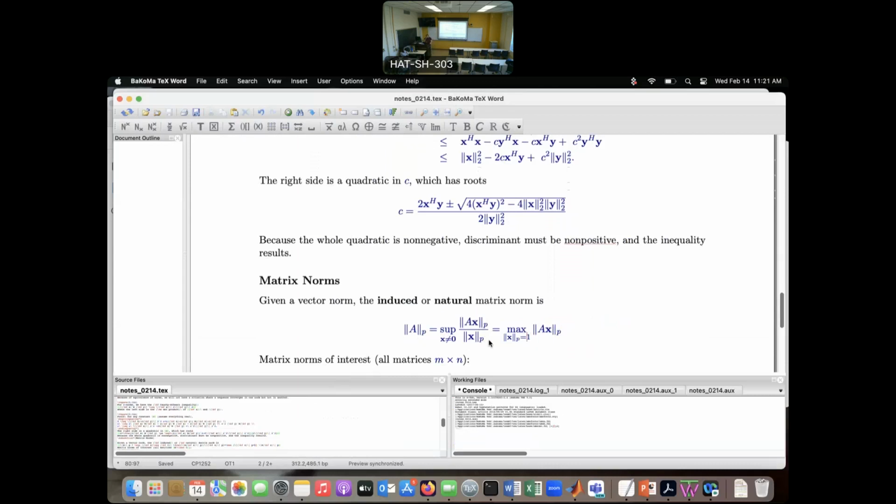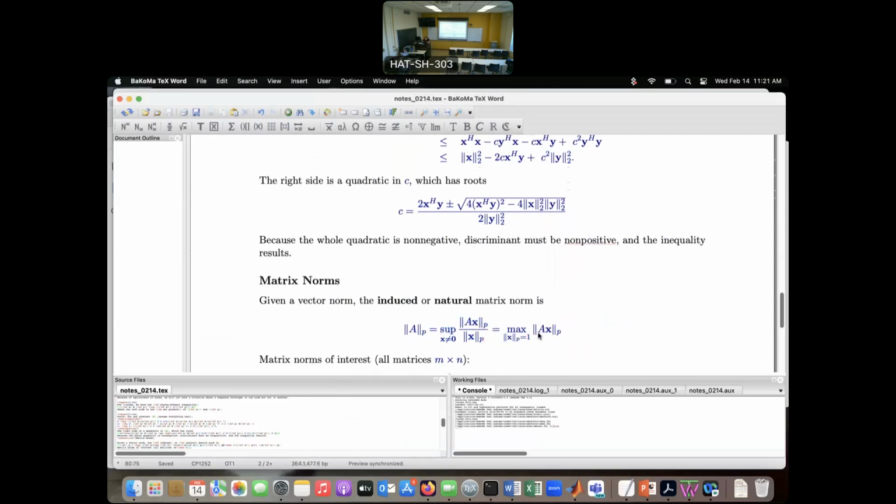Okay, but here the set of all non-zero vectors, that is not a compact set. So I have to settle for the supremum or least upper bound. I can't be sure the maximum is actually in the set.